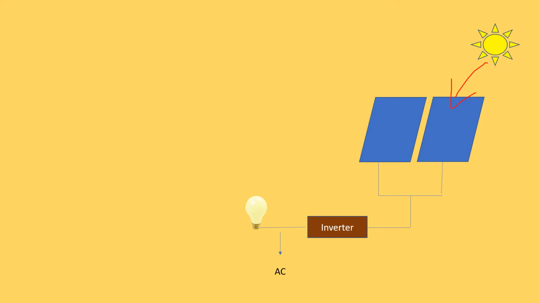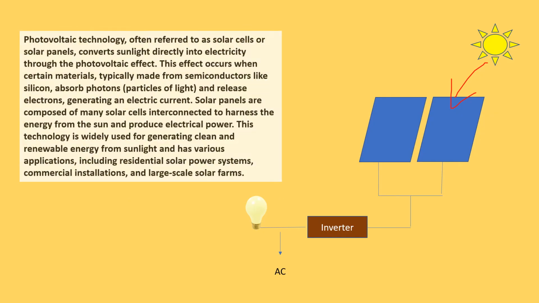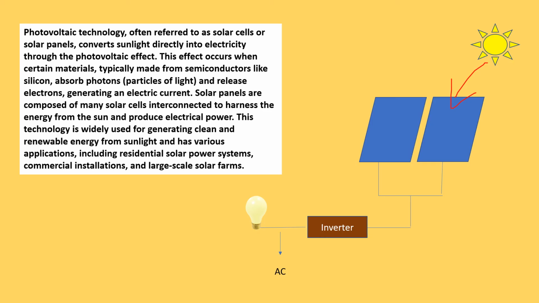Solar panels are composed of many solar cells interconnected to harness the energy from the sun. So they are there to collect the energy and produce electric power. This technology is widely used for generating clean and renewable energy from sunlight and has various applications including residential, commercial, and large-scale solar farms. I've just shown it; you can go through what photovoltaic technology is.